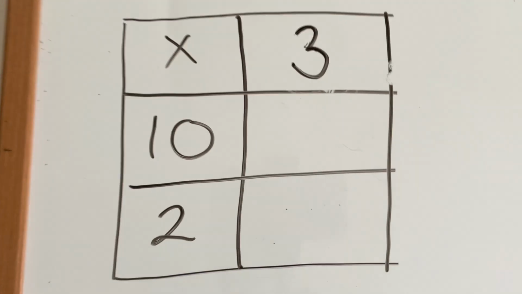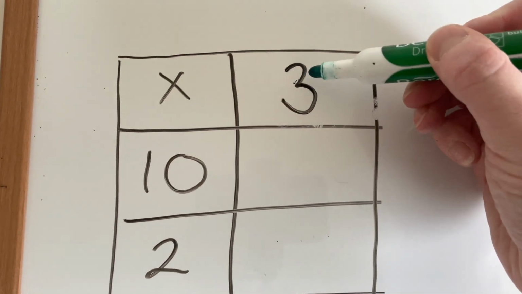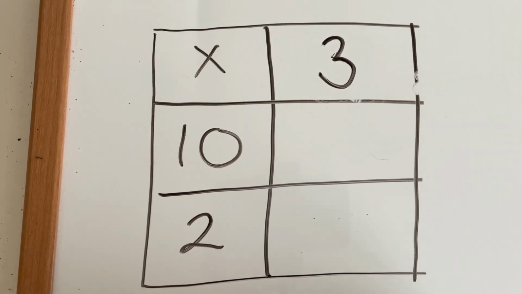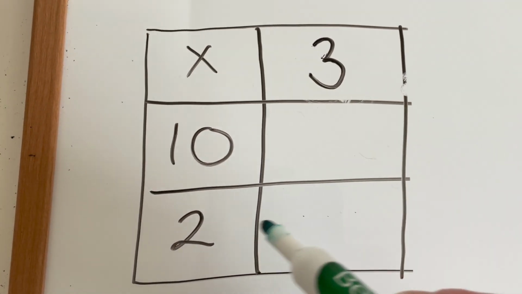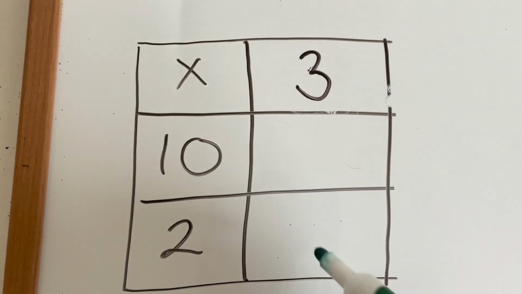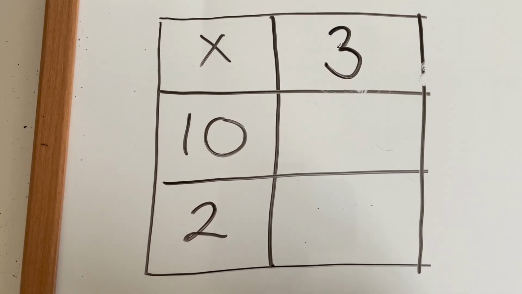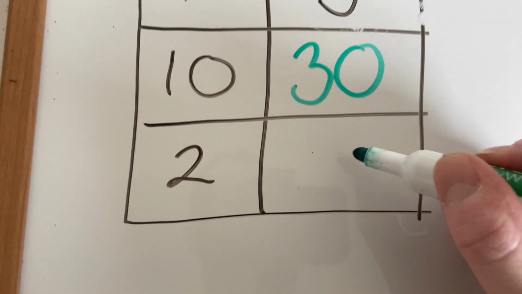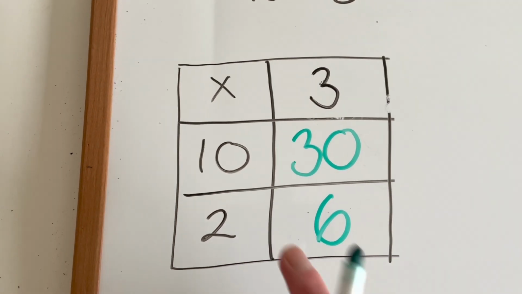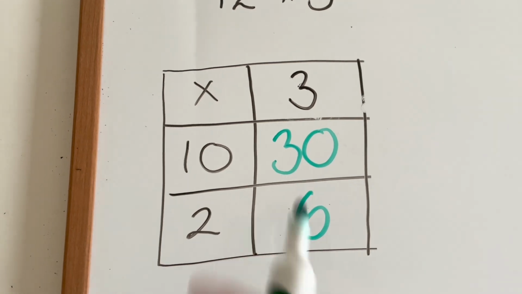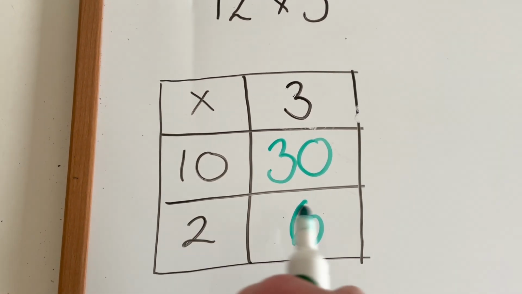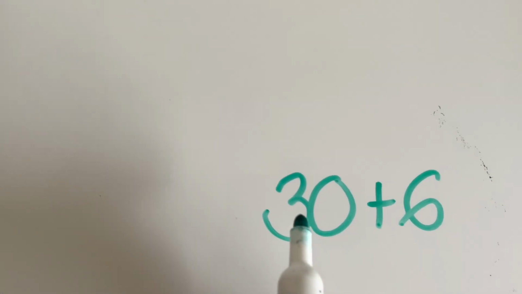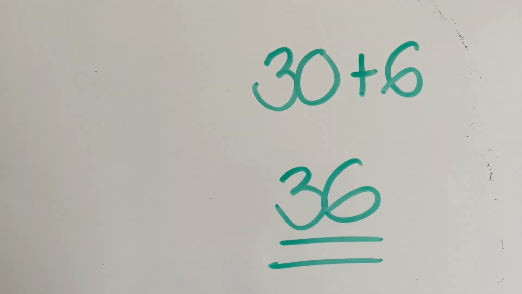Your grid is going to look something like this. So we've got the 3, which is just there because there's no tens in the number 3. And then we've got our 12, and 10 and 2. What we're going to do now is do 10 times 3, 2 times 3, times the numbers in the grid, and then we'll get the answers. So 10 times 3 is 30, 3 times 2 is 6. This is basically showing us partial products in this example. If we add these together, we will get 12 times 3. So 30 add 6 is the answer, 36.